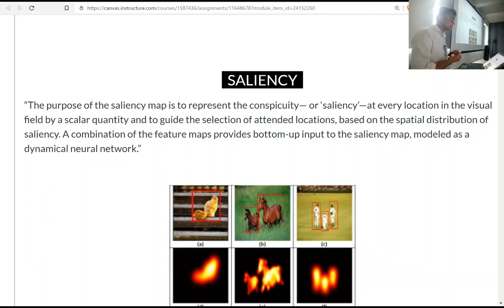What we're saying is the purpose of a saliency map, or importance map. Saliency actually means importance. So if you remove all the additional detail, the purpose of the importance map is to represent the importance at every location in the image by a color, to guide the person who's viewing on the importance of that particular pixel.